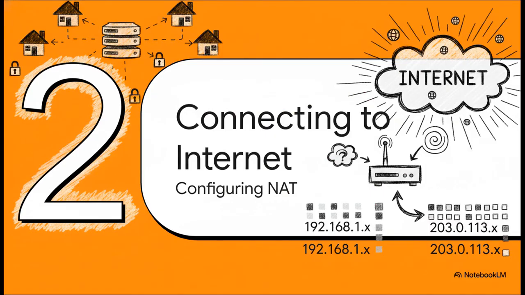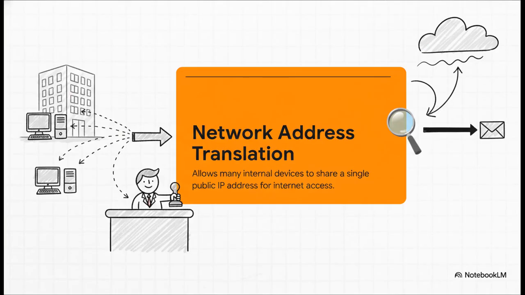Okay, first things first, our users need to get on the internet. Simple enough, right? Well, there's a catch. All of our internal devices are using private IP addresses, and those just aren't allowed on the public internet. So how do we solve that little problem? The magic solution here is something called Network Address Translation, or NAT. And to be more specific, we're going to use a flavor of it called Port Address Translation, or PAT.